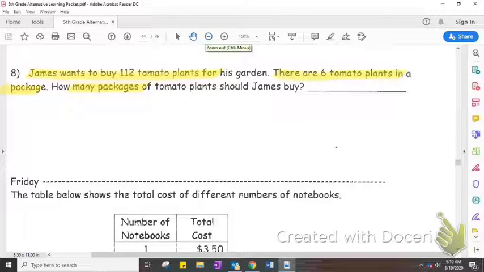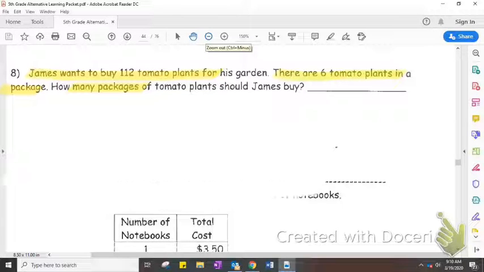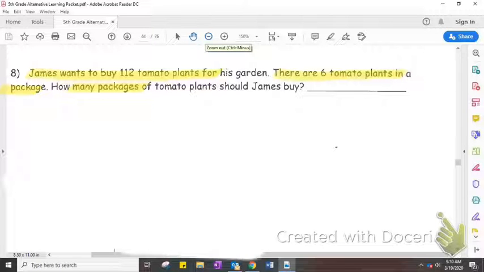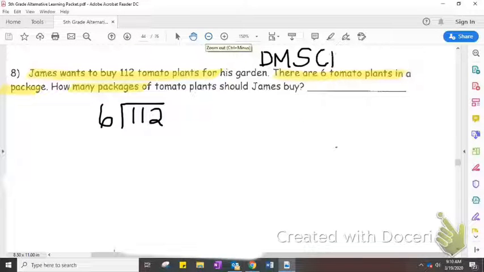Alright, and again, I'm going to give myself a little bit more space by covering this up. The pen that I'm using to write on my iPad is not the best. Alright, so you can divide 2 ways. We can do the old-fashioned way, and I will go ahead and do both methods. 112 divided by 6. 6 is the divisor, 112 is the dividend. We're trying to find the quotient.